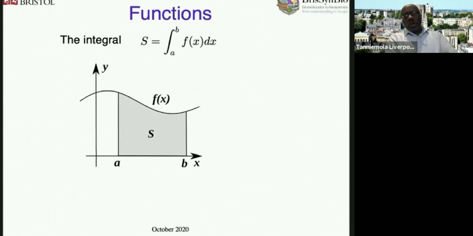Another operation one can make on a function is to integrate it. The integral of a function between two values of the variable a and b is the area under the curve defining the function. So we have our curve f of x, which defines the function. And then, of course, this area here is just the definite integral from a to b of the function. Those are things that we will need to be aware of.